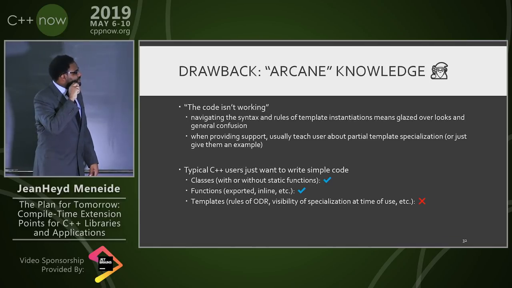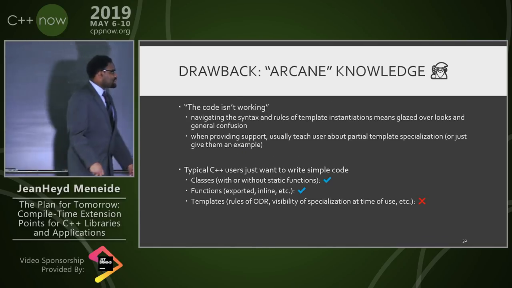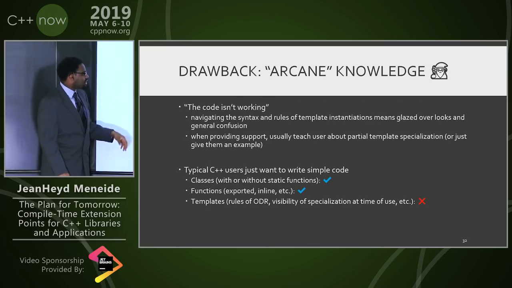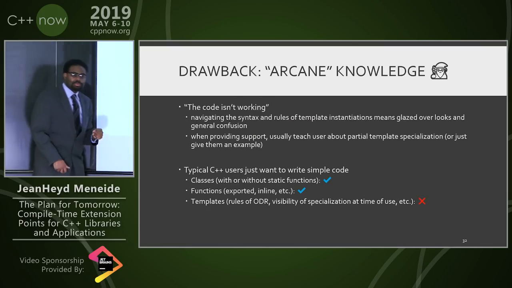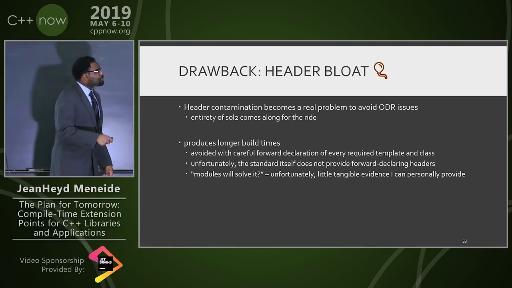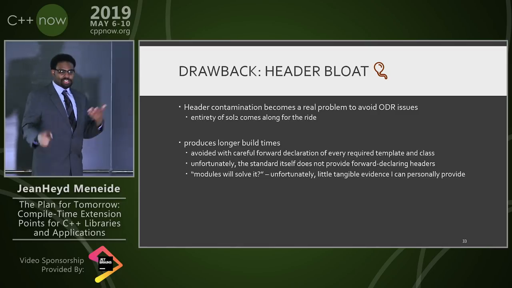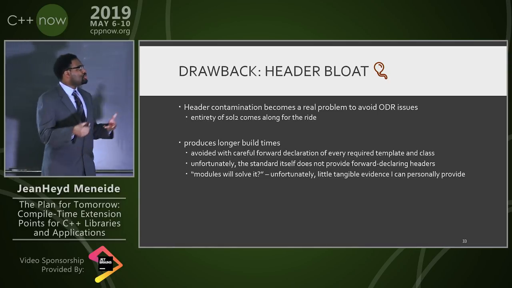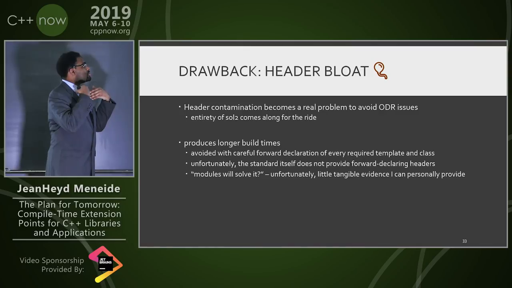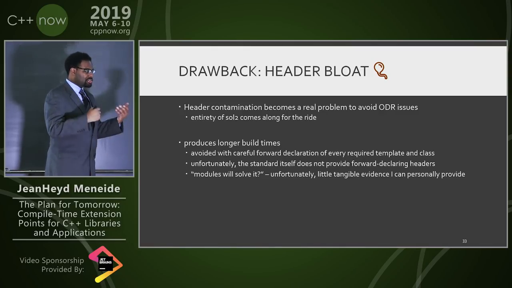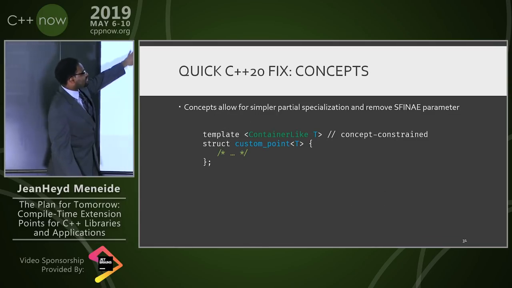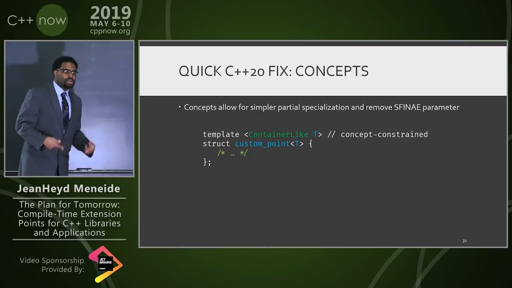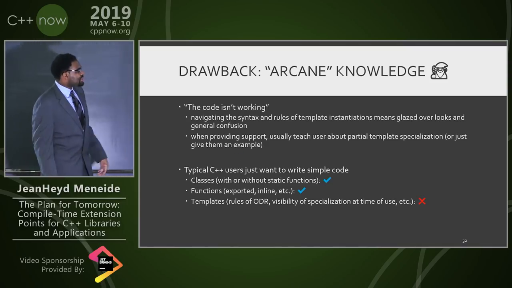The other drawback with the arcane knowledge is that typical C++ users just want to write simple code. This gets us closer to having simpler code, but they want to write classes and functions, not so much templates. Templates are not exactly the most fun thing to write. The other problem is header bloat, which is endemic to C++ in general. Whenever you have templated or compile-time extension points, it becomes problematic to work with them, because these initial template declarations have to live in the header file. Maybe you'll manage to export the stuff inside, but all of these usually have to live in a header, and that means you have to parse it over and over again. Modules may help with that, but that's the problem.